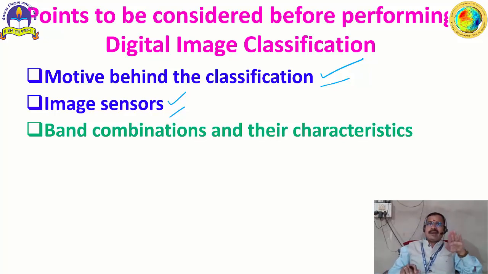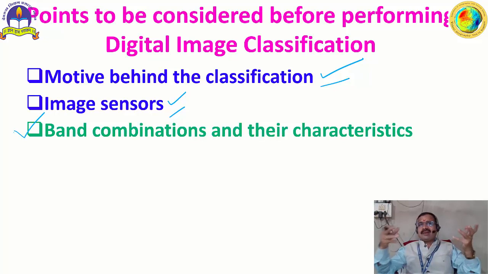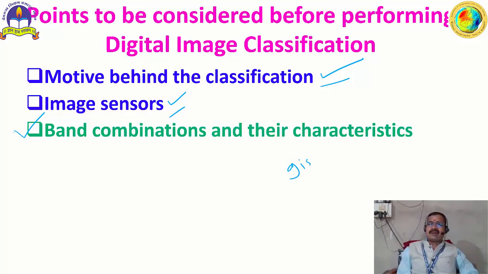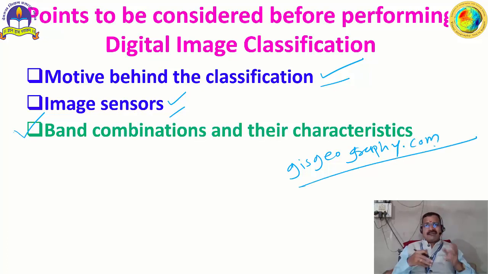Either you are going to classify your image using the supervised image classification technique, as covered by Dr. B. Mahalingam yesterday, or you may use the unsupervised technique. But before that, you need to consider the image sensor. Also, you need to consider the band combination. Dr. Mahalingam yesterday very nicely demonstrated this, and if you are interested in getting more information related to various sensors, their band combinations, which band provides which type of information, or which band is useful to extract what type of information, kindly visit the website gisgeography.com. This website may provide you various types of essential information related to band combinations and their characteristics.